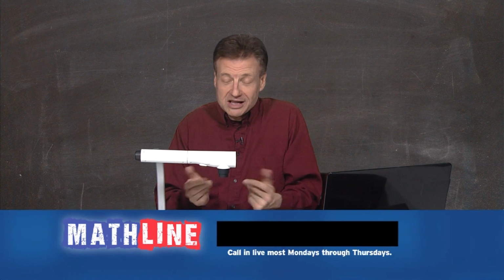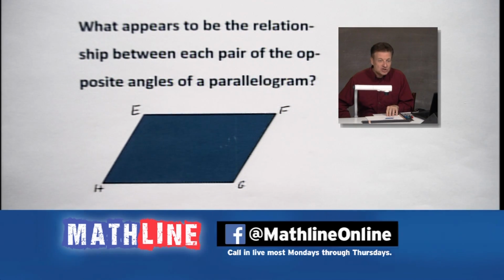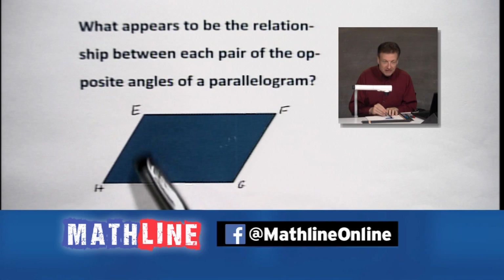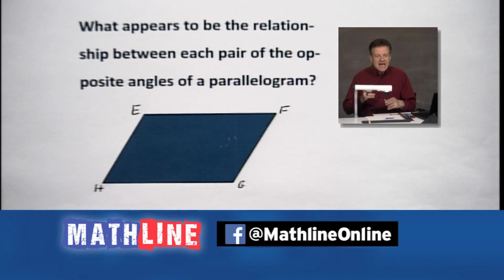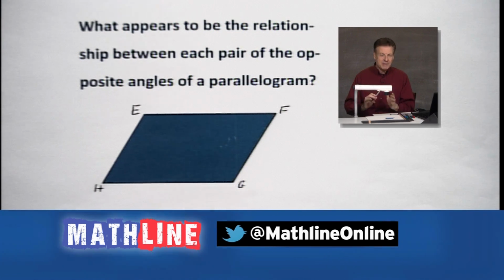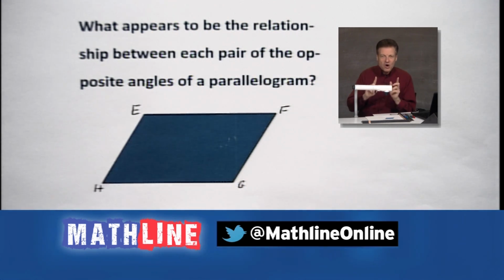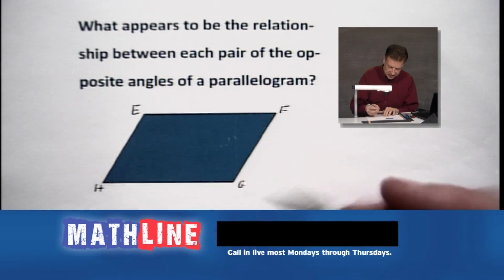So let's take a look at a picture of a great looking parallelogram and see what we're going to do with it, all right? It says, what appears to be the relationship between each pair of the opposite angles of a parallelogram? Now we've got a nice pretty parallelogram here, all filled in pretty. And notice again, I like for us to just review, how do we name a parallelogram? Well, we pick one of the letters. It doesn't matter which it is to start, but once we do that, we move clockwise or counterclockwise, all right? So let's take E. We'll start with the letter E, alphabetically.